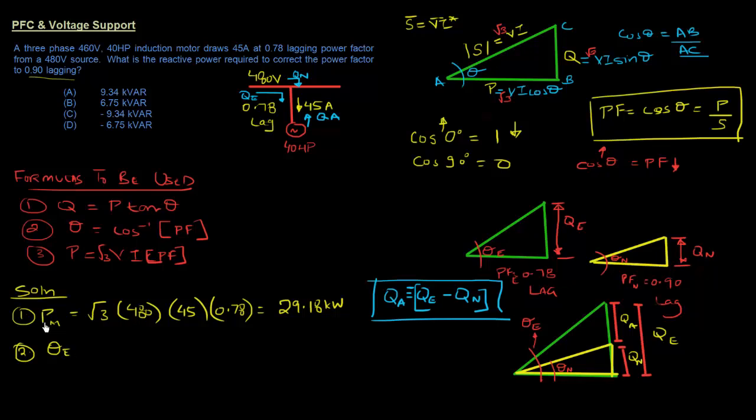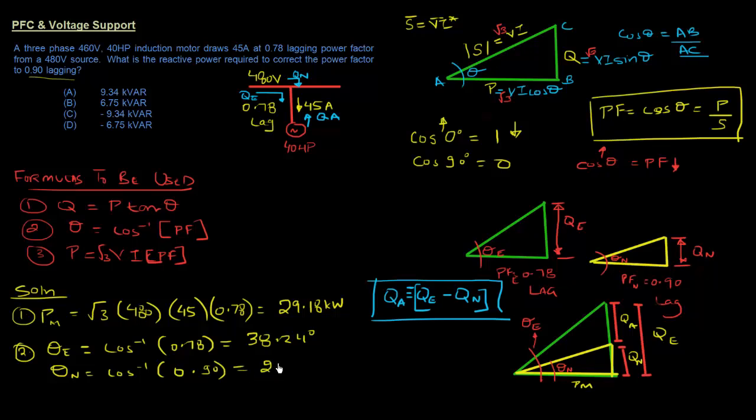Step 2, we're going to find out the theta. Remember the real power is going to remain constant. So this is our PM. We're going to have two values, theta existing and theta new. Theta existing is going to be cos inverse of the existing power factor, which is 0.78. This should give us a value of 38.24 degrees. Theta new is going to be cos inverse of the new power factor, which is 0.90.